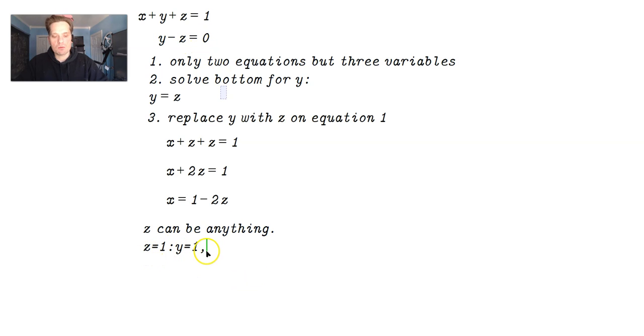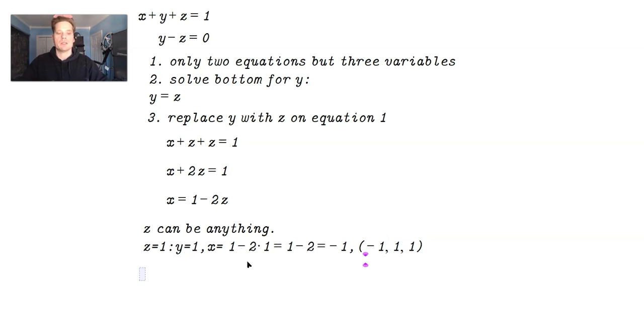So when z is 1, y is 1, but that means that x is equal to 1 minus 2 times the value of z that I just made up. I made that up. Nothing special about z equals 1. So you end up with 1 minus 2, which is negative 1. So in this case we have a point that makes the system true. The point is negative 1, comma 1, comma positive 1.